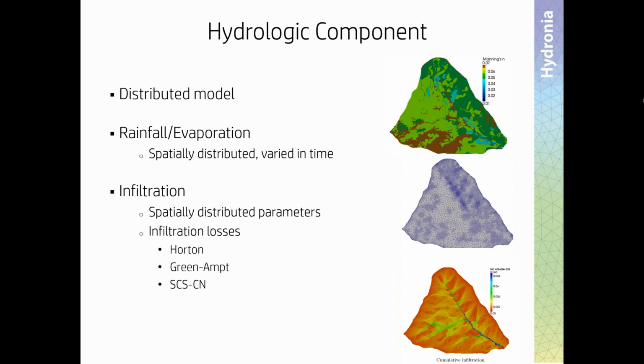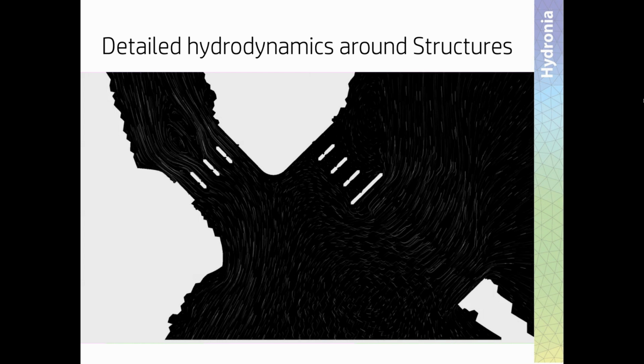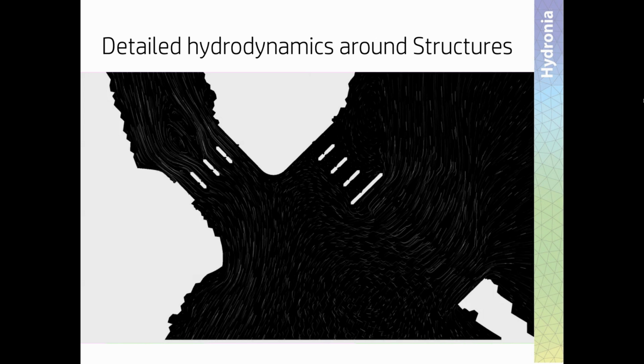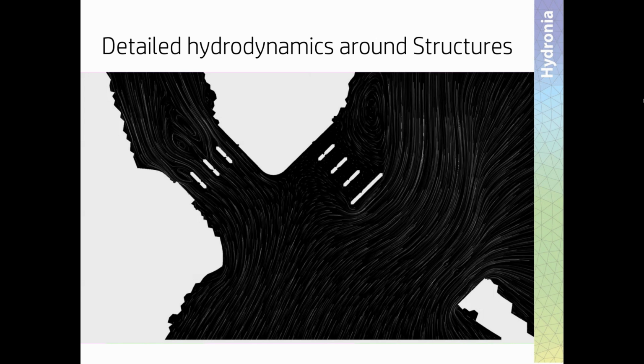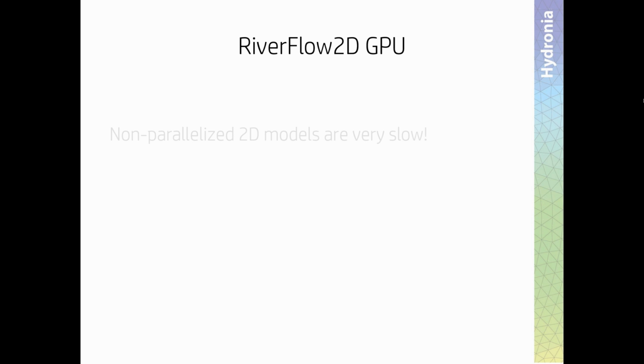The hydrologic component includes a distributed model for rainfall, evaporation and infiltration, with 3 different infiltration models. It can be used combined with the hydraulics, and you see here an example of the output that you can get out of a hydraulic structure study. This study was actually done by Stantec. The model can do, as I said, dam break flooding because it can handle supercritical and subcritical flows. As I said, you can set up and visualize a model like this very quickly.